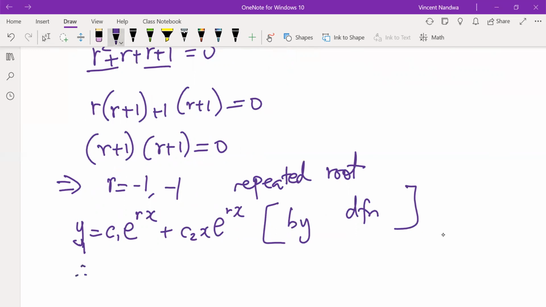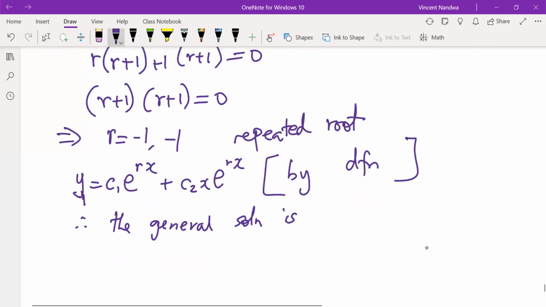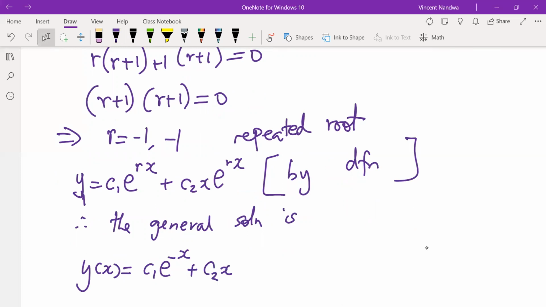So therefore, the general solution is y of x is given by c1 e raised power negative x plus c2 x e raised power negative x. So that is the solution to that particular problem.